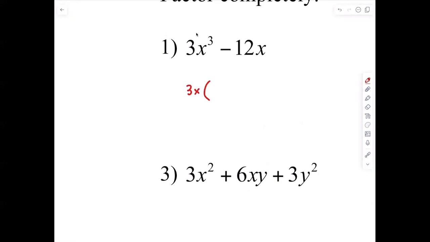Once you factor out the 3x, for those of you who are still trying to figure it out a little bit, when you factor out a GCF, if you want, you can put the GCF and divide it out. When you do that, that's what's left inside the parentheses. So 3x cubed divided by 3x is your x squared, and 12x divided by 3x is your -4.